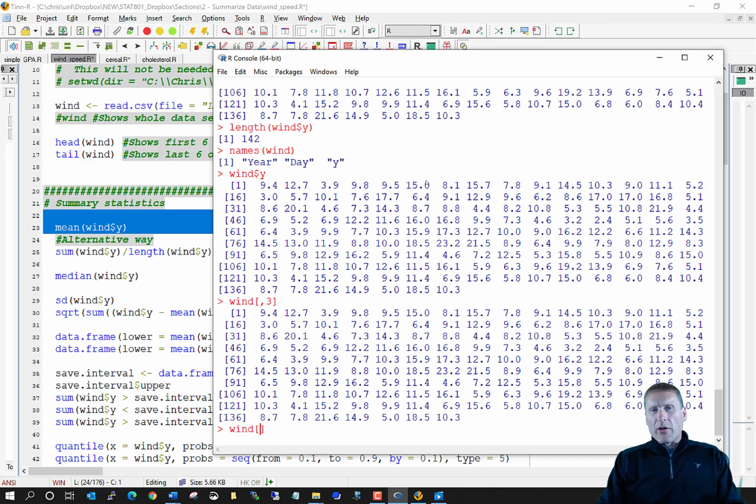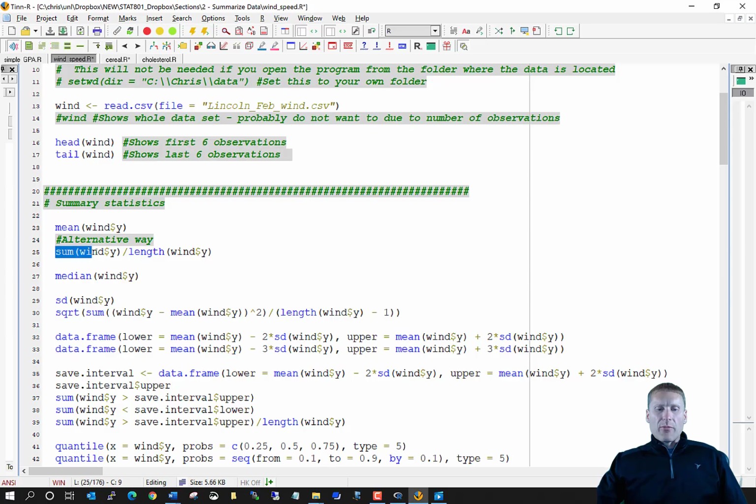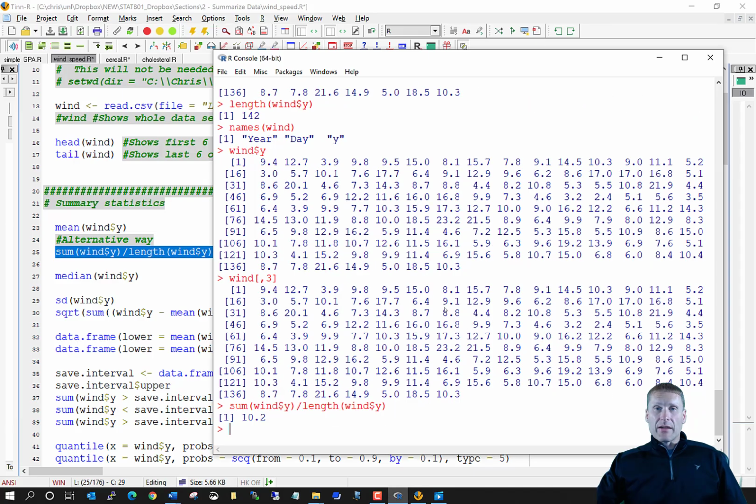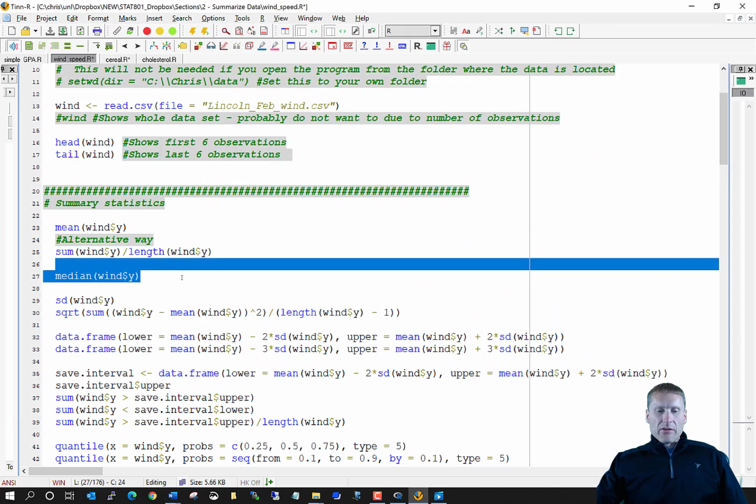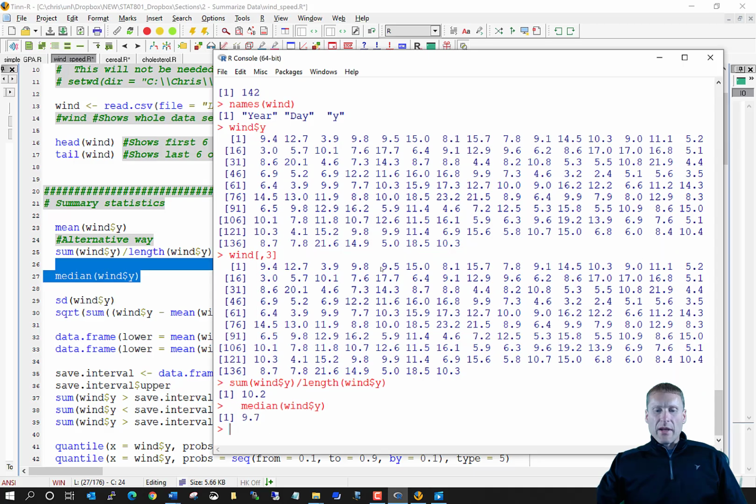What you should do on your own is ask yourself, suppose that I did wind[1,]. What will I get? Think about it. Okay, so when I combine the sum function with the length function, I get my mean again. So let's take a look at the median. The median is a little bit less, 9.7 miles per hour.